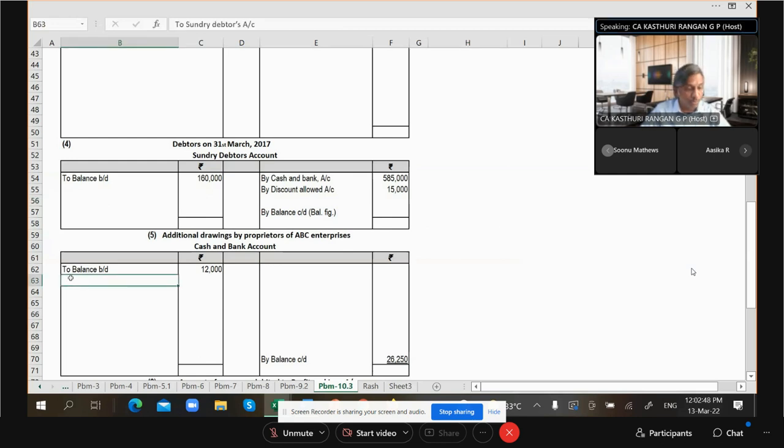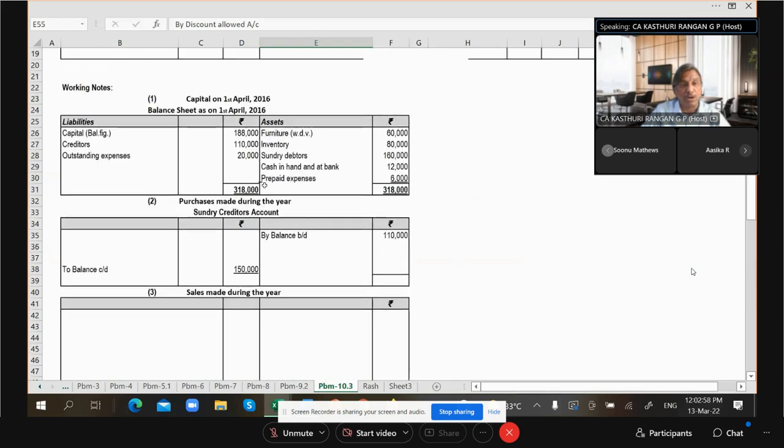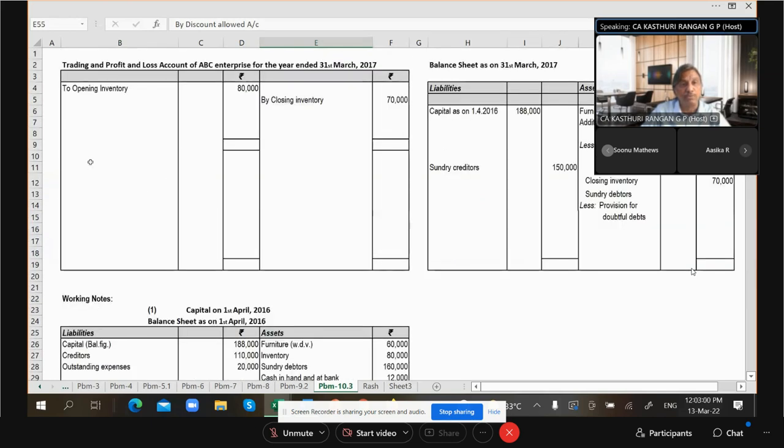So in cash and bank account, you should put to debtors 5,85,000. Discount allowed should be taken to P&L. So in the P&L, you record to discount allowed. To discount allowed debtors, how much? 15,000, in the inner column. Why? Because there is a discount on bill receivable also. So discount allowed debtor 15,000 recorded in the inner column. Next.